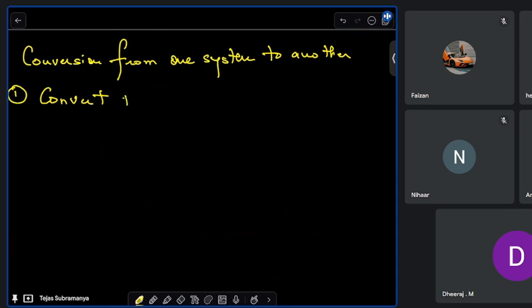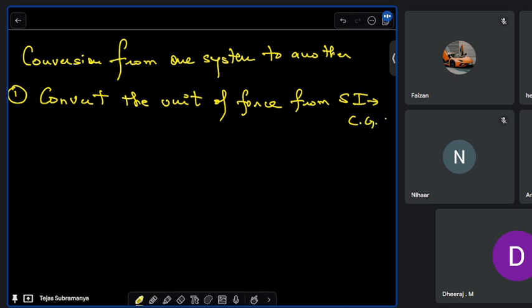Convert the unit of force from SI units to CGS. This will be the question. This also has a procedure. Let's go step by step. Step number 1. You should know what is the SI unit of force. You should also know what is the CGS unit of force.